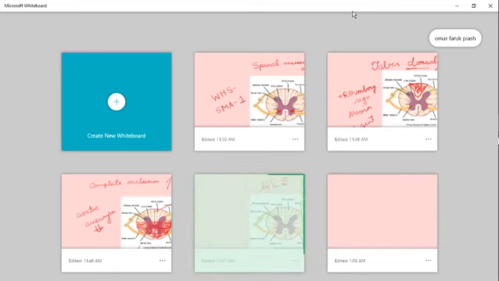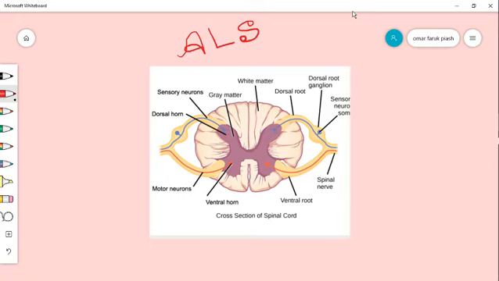Now ALS. ALS means amyotrophic lateral sclerosis, also known as Lou Gehrig's disease. What you have to remember here is that both upper motor neuron and lower motor neuron deficit are present in ALS, but there is no bladder involvement and no sensory involvement. As the lower motor neuron is lost, the anterior horn is involved. As the upper motor neuron is lost, the lateral corticospinal tract is also involved.